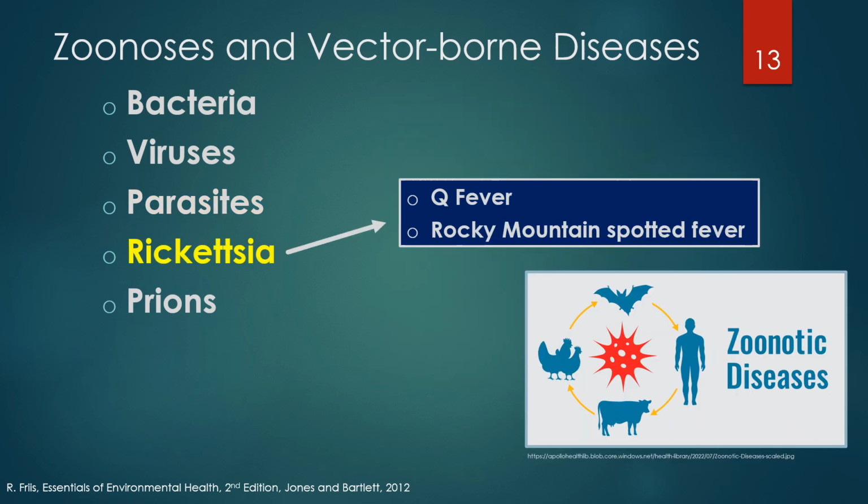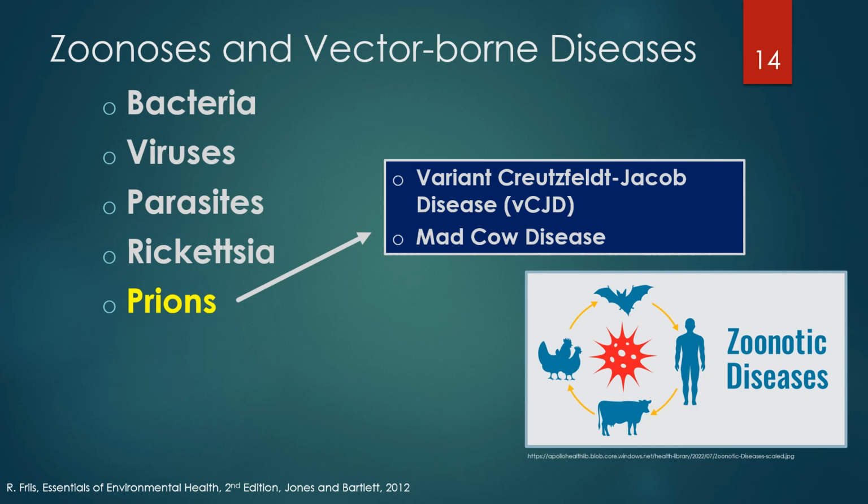Rickettsial zoonoses include Q fever and Rocky Mountain spotted fever. Prion zoonoses include variant Creutzfeldt-Jakob disease and mad cow disease. Variant Creutzfeldt-Jakob disease is the human variety of mad cow disease.